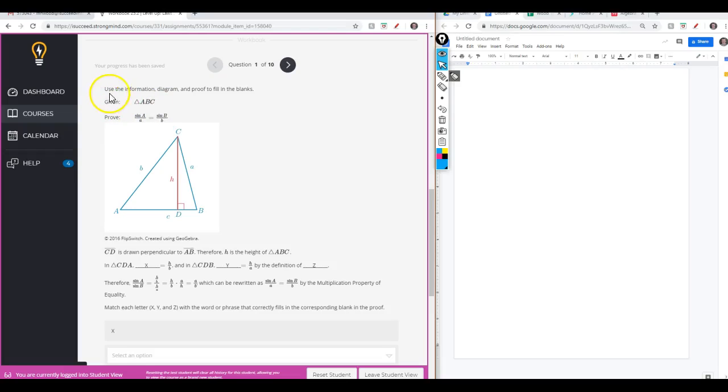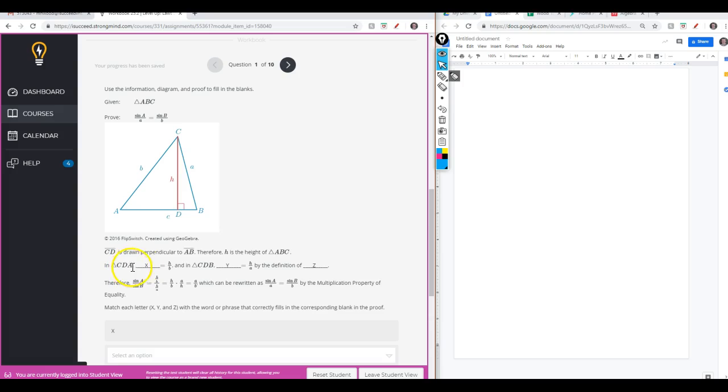Alright, question 1. Use the information, diagram, and proof to fill in the blanks. Given triangle ABC, prove that the sine of A divided by little a is equal to the sine of B divided by little b. Segment CD is drawn perpendicular to segment AB, therefore H is the height of triangle ABC.